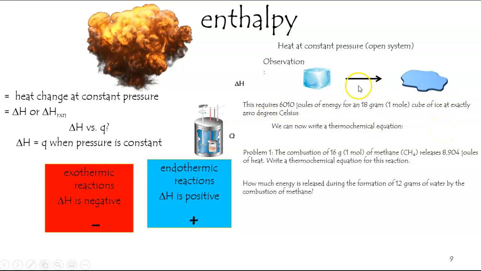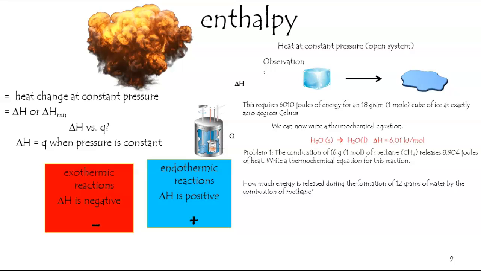Fine. Well, how do we know that? Well, it's 334 joules per gram. That's the enthalpy of fusion of water. Fine. In this case, it's releasing heat to the surroundings, by the way, since it's a downhill process going from ice to liquid water. Let's write down what's happening in terms of a thermochemical equation.